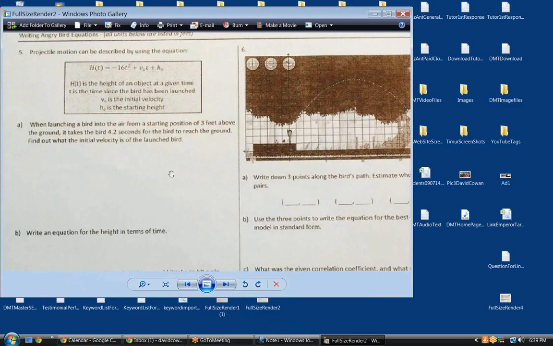Okay, we have a quadratic function where h of t is the height of the object at any given time. v sub 0 is its initial velocity, h sub 0 is its initial height. So A says, when launching a bird into the air from a starting position of 3 feet, that means h sub 0 is 3, it takes the bird 4.2 seconds to reach the ground. Find out what the initial velocity is.